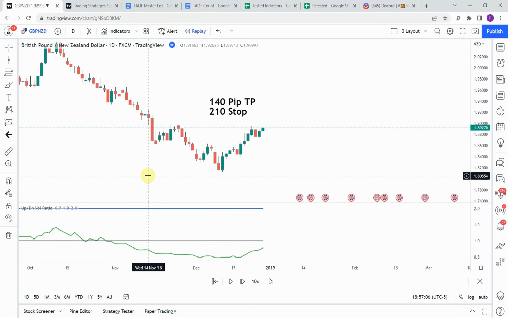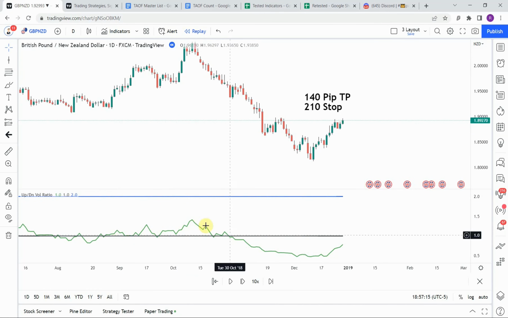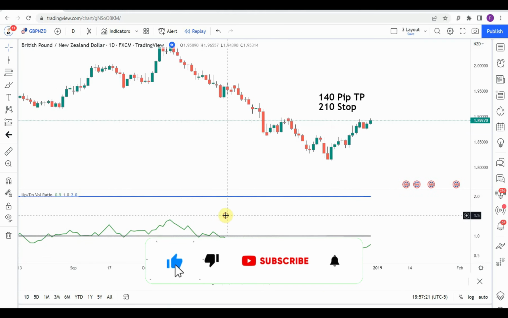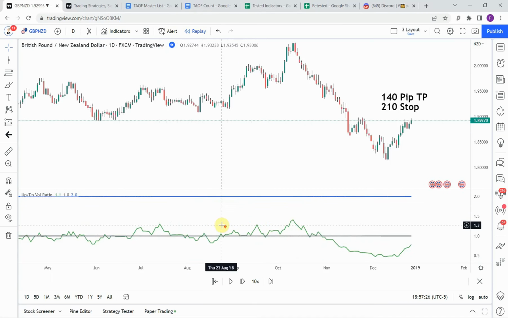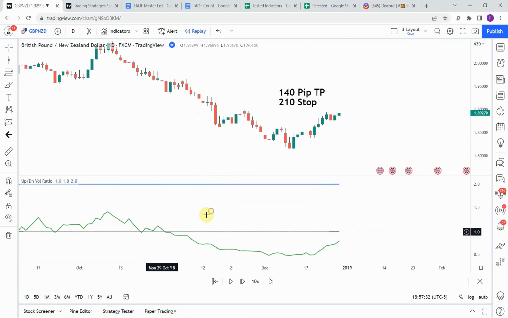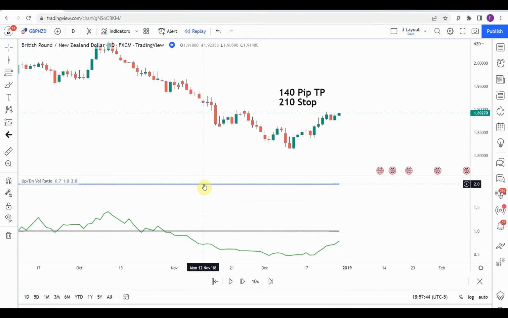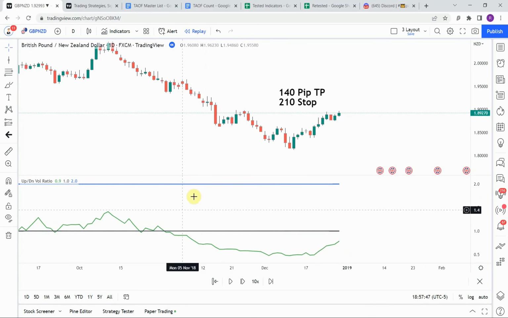Alright, so today's indicator is the up-down volume ratio indicator, and you can see it here on screen. Basically what we have is the green line here, which is the oscillating volume ratio line. And we have 2 lines here, a blue line and a black line. The creator of the indicator, on the indicator page, specifically only references the 1.0 mark. And so this black line right here, they don't reference the 2.0 line here above.